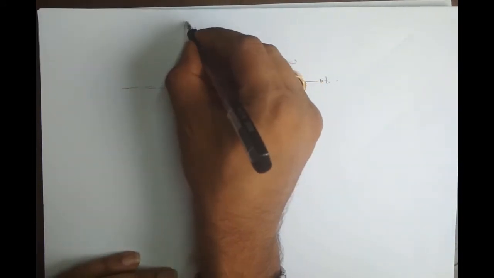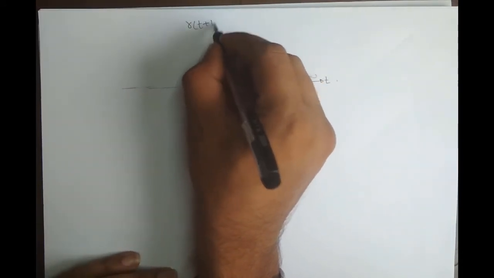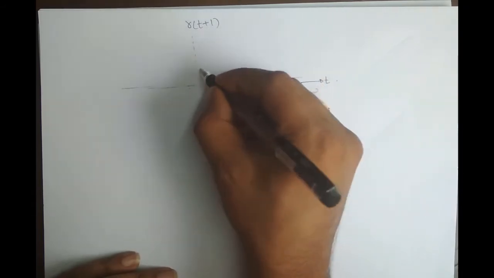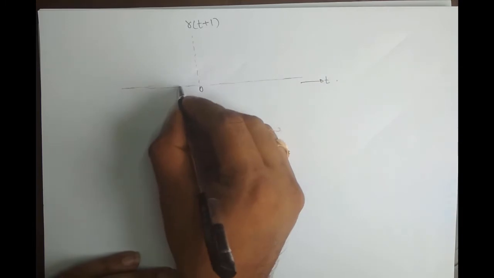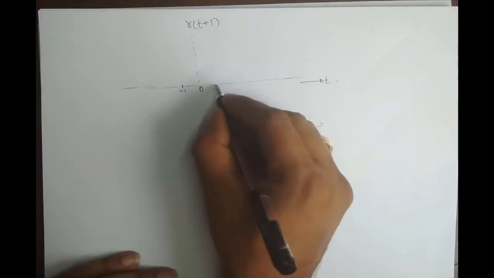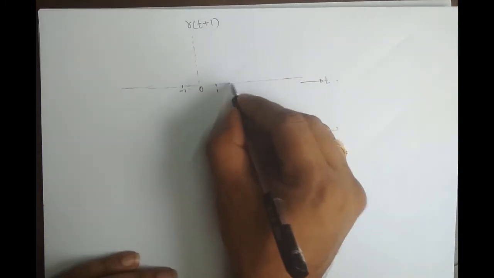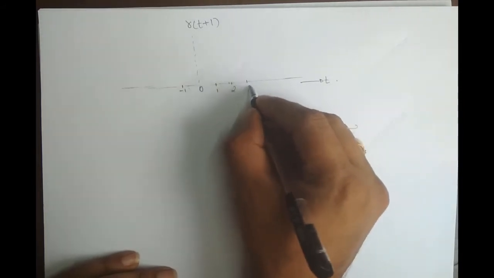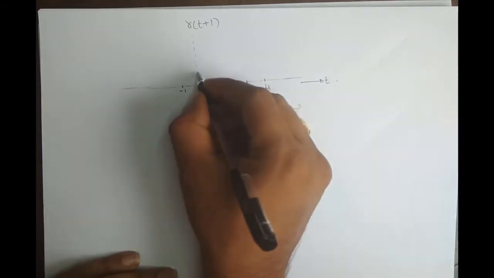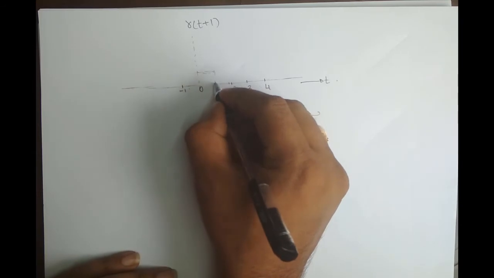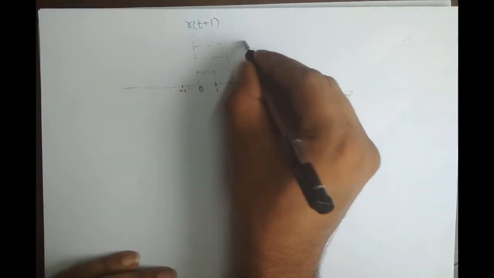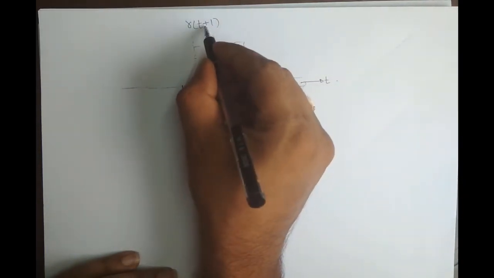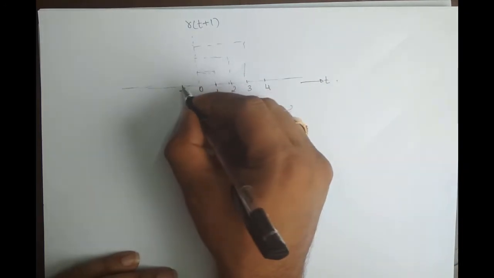First we shall sketch r of t plus 1. Okay, so this is our axis at t is equal to 0. So t is equal to minus 1, this is t is equal to 1, 2, 3, 4. At t is equal to 1, amplitude is 1, t is equal to 2, amplitude is 2, t is equal to 3, amplitude is 3, and so on. Since it is shifted plus, in the sense left, I have to shift.